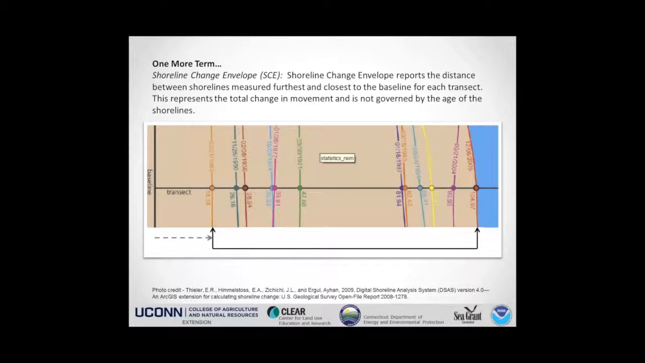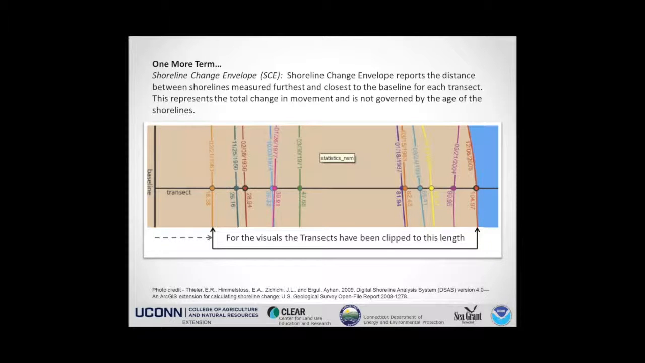And then one other thing to keep in mind, this is going to play into some of the visuals that you'll see upcoming. One other metric that we need to keep in mind is the shoreline change envelope. And really this is just the total distance between all the shorelines that we have. So nothing that generates or references time in any way, shape, or form. It's really what's the closest to the baseline and what's the furthest from the baseline. So this is the universe of area that the shoreline is moving in.